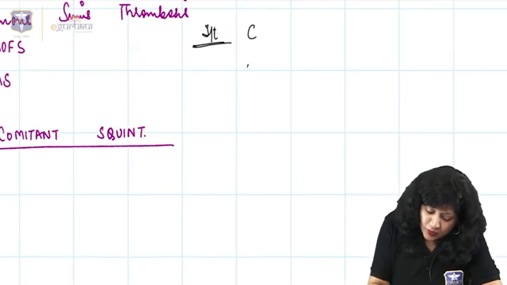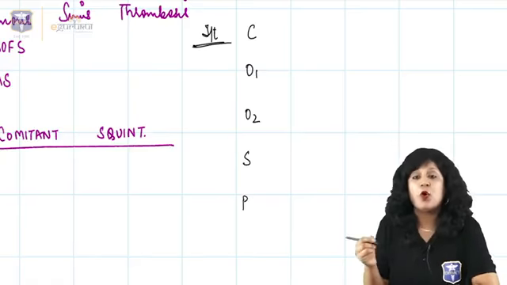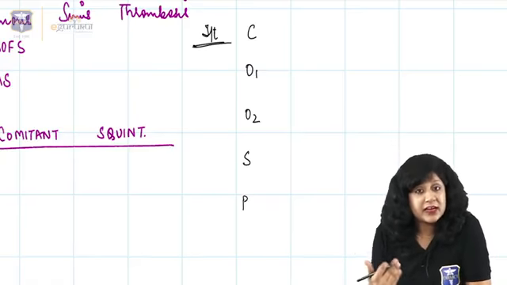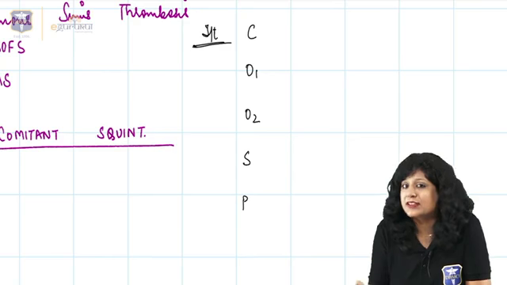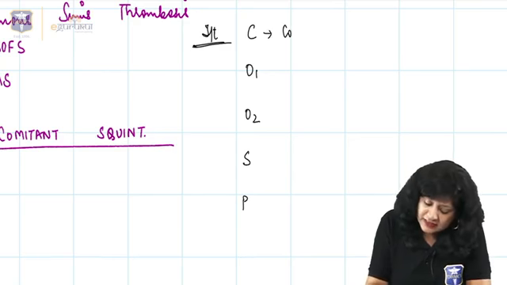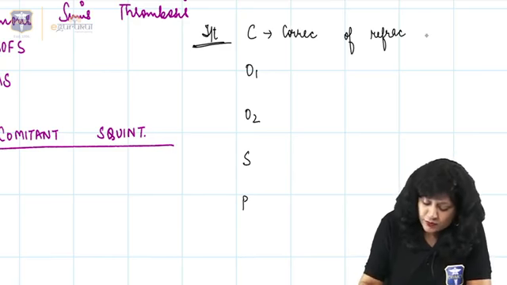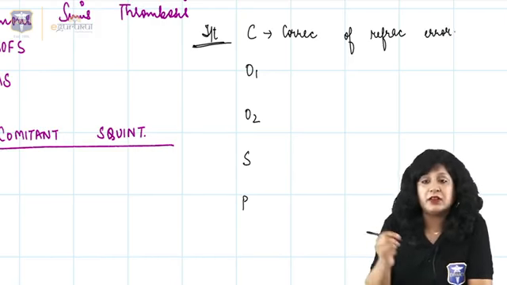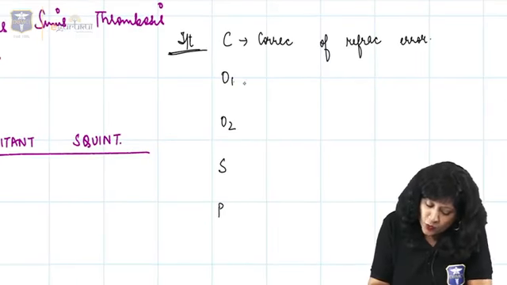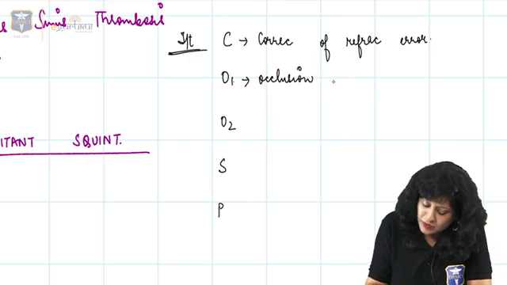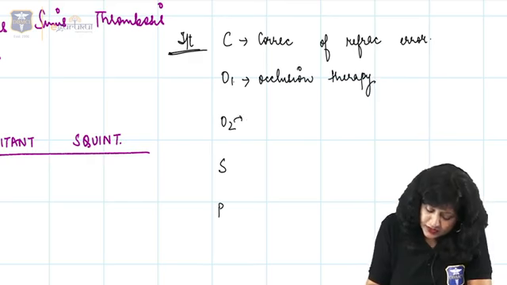That is C, O1, O2, S and P. You have to always follow this order, and this order is again important because they are asking you the next step. So, first is C, that is correction of the refractive error. You have to go with the correction of the refractive error. Then we have O1. O1 means the occlusion therapy. We have to go with the occlusion therapy. Then next O is the orthoptic exercises.